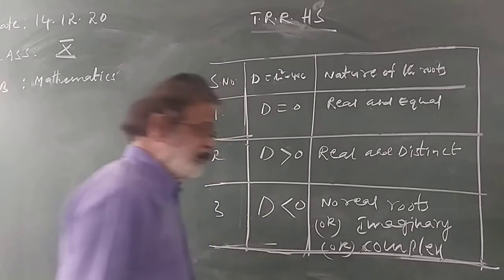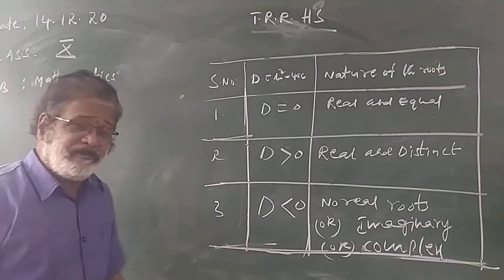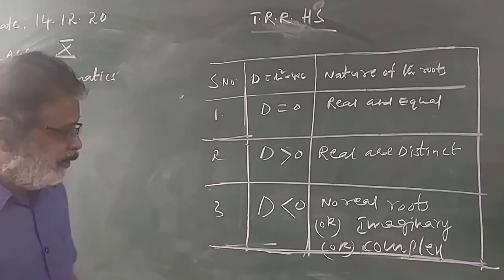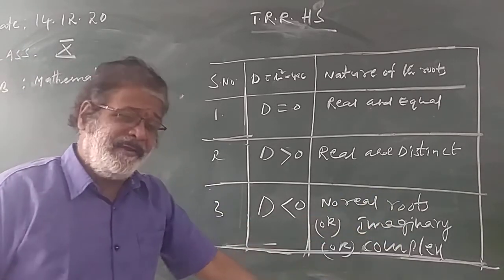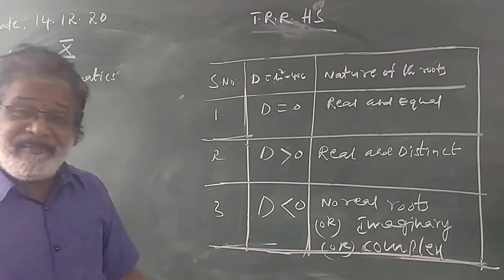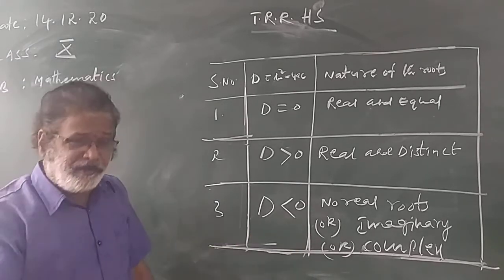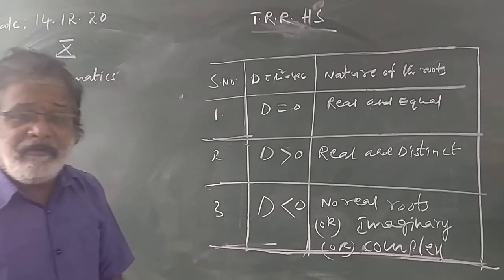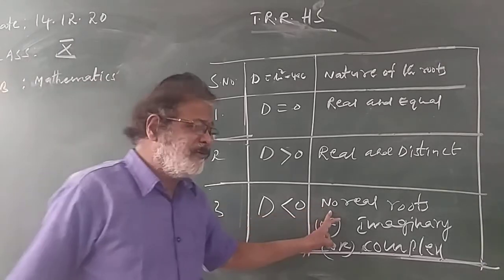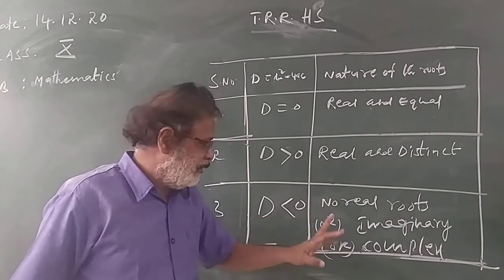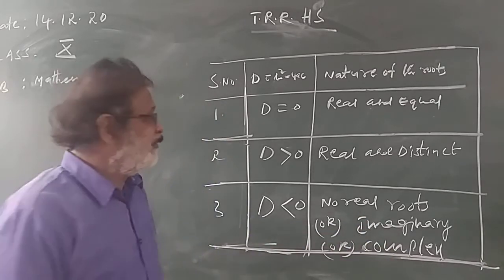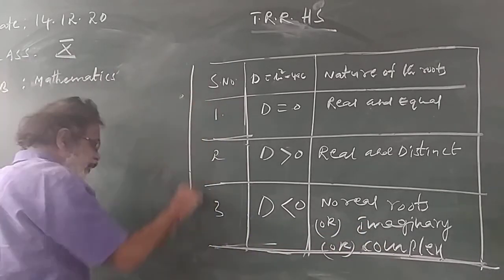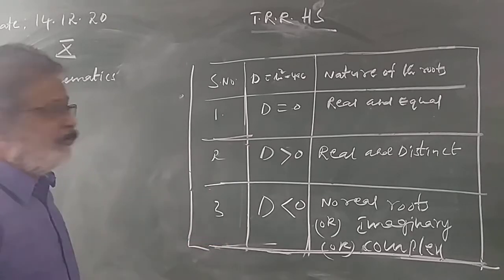If you get less than 0, no real roots, or imaginary, or complex. If D is less than 0, the discriminant value is any negative integer, then what is the nature of the roots? The roots have no real values, they are imaginary or complex. Like this, using the discriminant, we can comment on the nature of the roots.